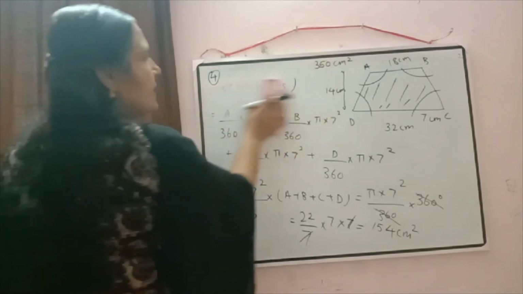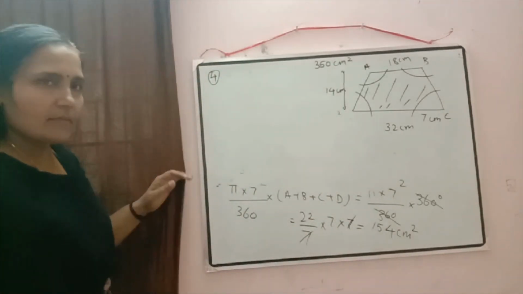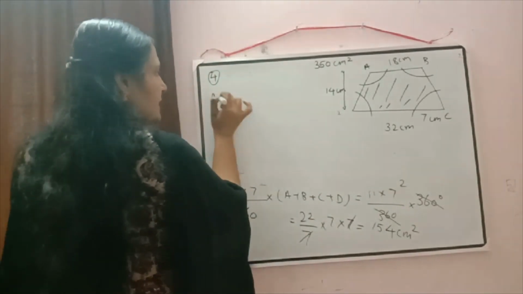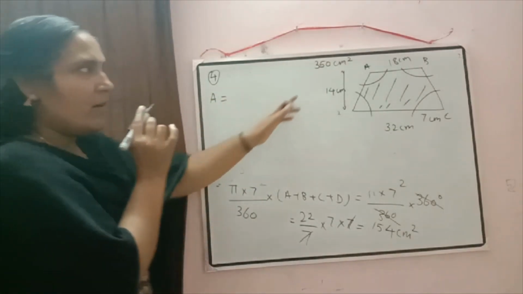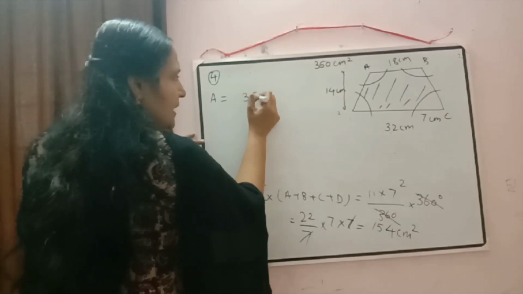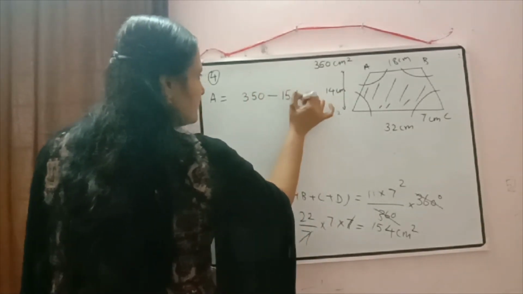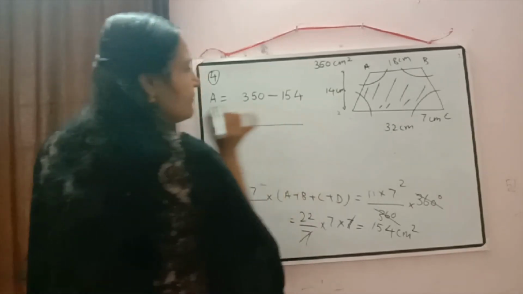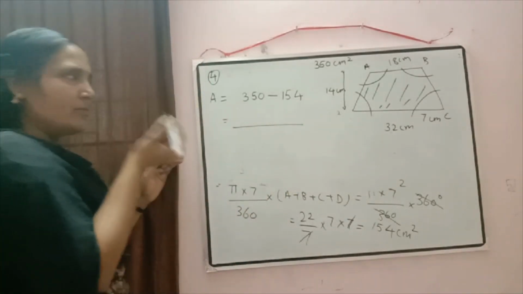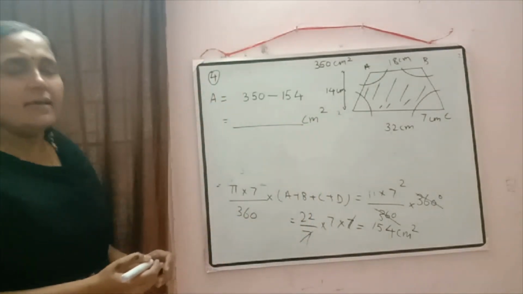Now write down there, area of shaded region is equal to area of trapezium that we got here, 350 minus area of 4 sectors. So 350 minus 154. Do the subtraction and write your answer in centimeter square.